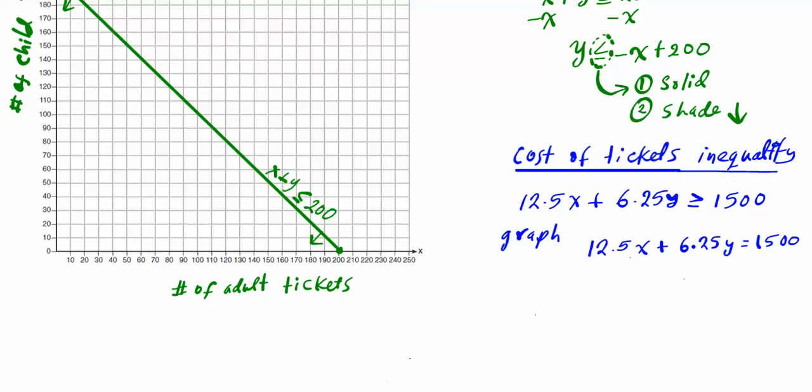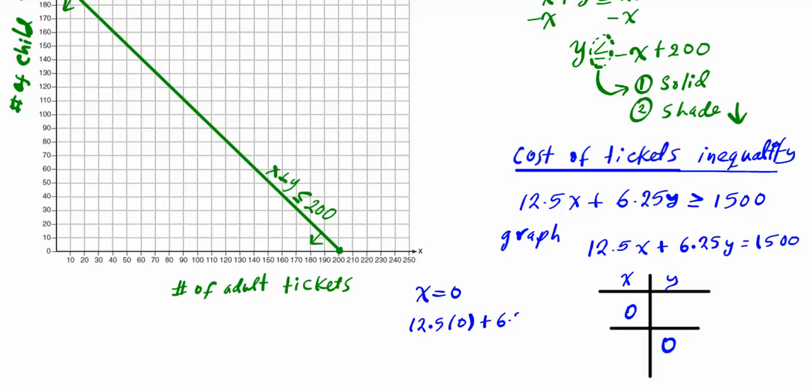So how do we graph this line? We're going to use our intercepts because it's in standard form. Okay, so we have x and then y. So what we'll do is set one to 0 and find the other one. Make x 0 and then make y 0. Now when x is 0, let me show you the work here. So when x equals 0, you have 12.5 times 0 plus 6.25y equals 1500.